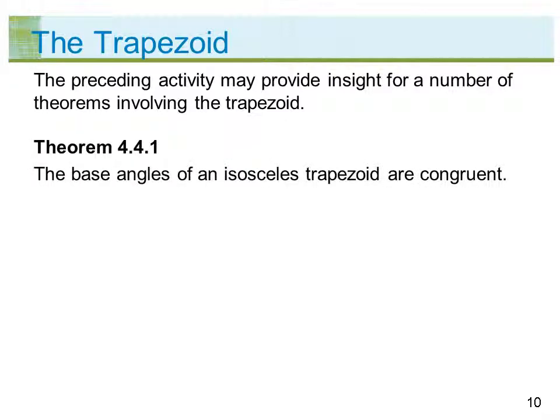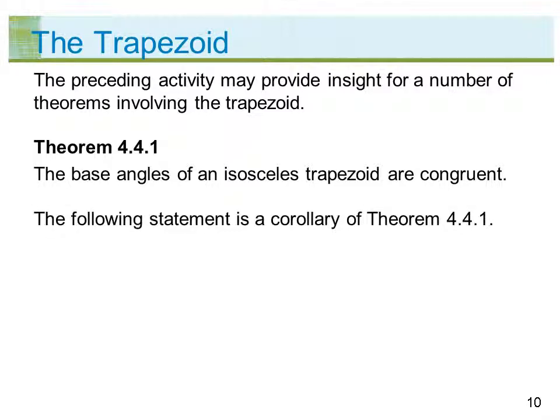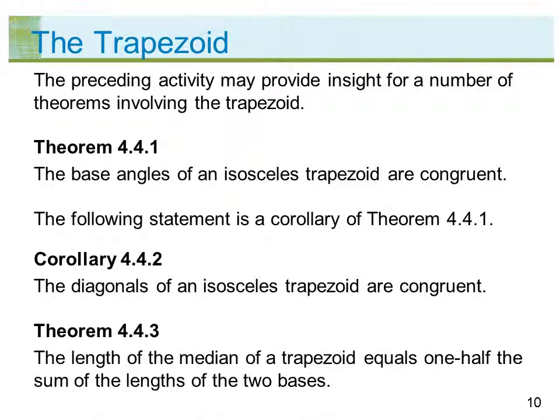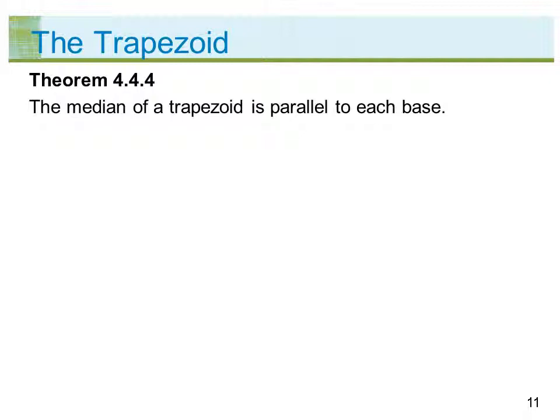Theorem 4.4.1. The base angles of an isosceles trapezoid are congruent. The following statement is a corollary of Theorem 4.4.1. Corollary 4.4.2. The diagonals of an isosceles trapezoid are congruent. Theorem 4.4.3. The length of the median of a trapezoid equals 1/2 of the sum of the lengths of the two bases. Theorem 4.4.4. The median of a trapezoid is parallel to each base.